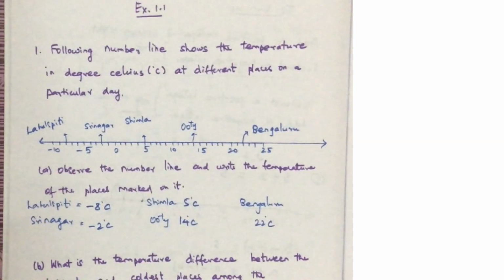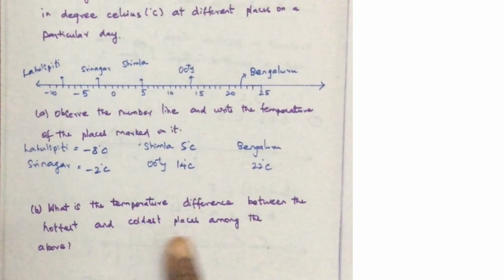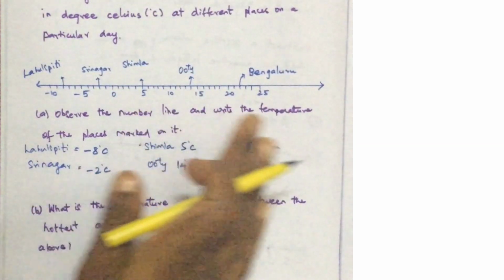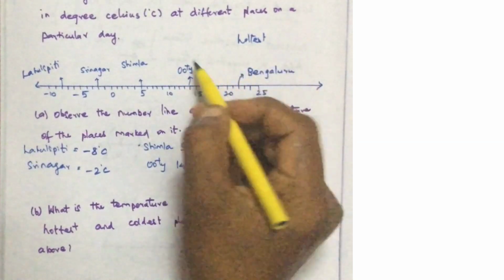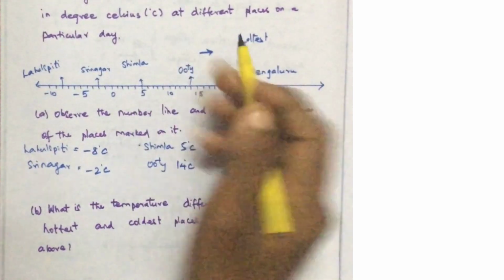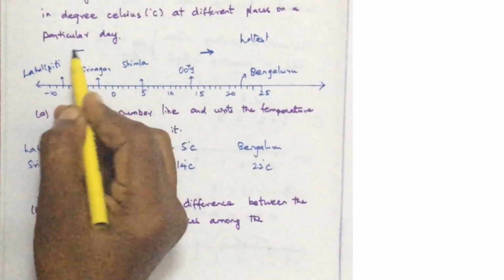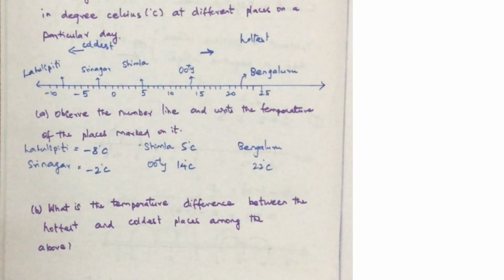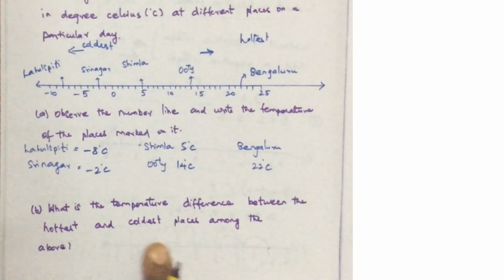The next problem is, what is the temperature difference between the hottest and coldest places among the above? So this is 0. On this side, the more you go, the hotter it is. If you move from 0 like this, it becomes very hot. And the coldest is, if you move to this side, it becomes very cold. Okay. Now the question is, what is the temperature difference between the hottest and coldest places?